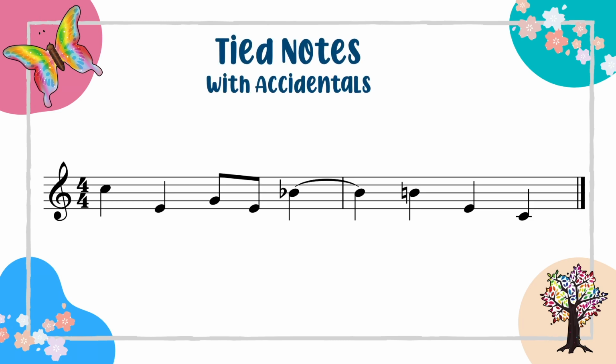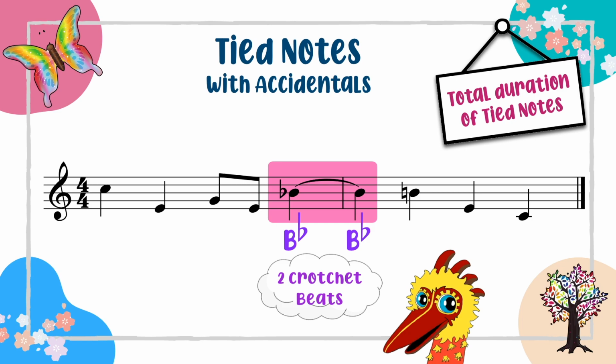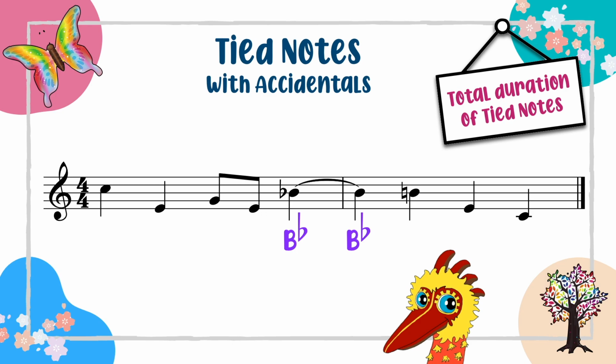However, here's a special case that we need to take note of. Tie notes with accidentals. Remember this, the accidentals follow the total duration of the tie notes. Look at this example. The B flat here is tied to the first note of the next bar. So the flat also applies together with the tie. Therefore, the total duration for this B flat is 2 crotchet beats. Well done, Ruby! Up until here, the rule number 3 still applies where the accidentals do not affect the next bar. Hence, the B note here is a B natural.